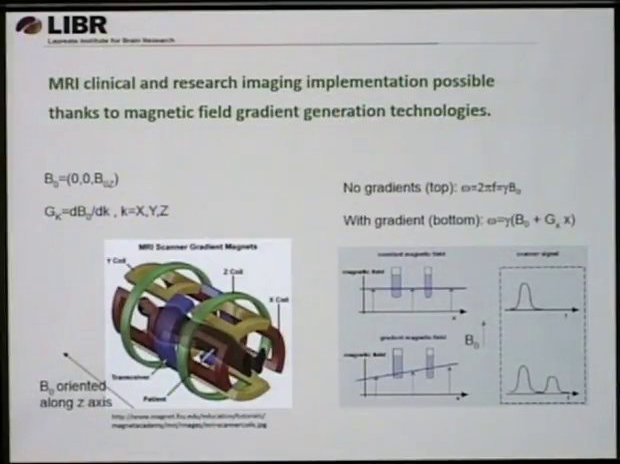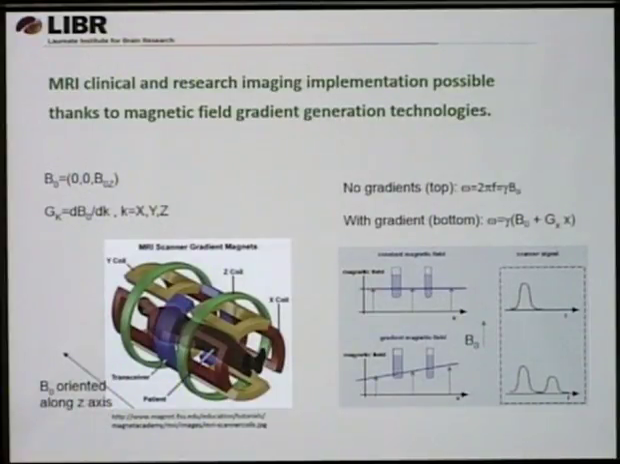However, if I generate an additional magnetic field inside the magnet, which varies linearly as a function of space, and we call this a gradient, then we modify the basic equation for MR, and suddenly we can distinguish those 2 tubes. We get 2 independent signals, one for the tube on the left and one for the tube on the right. This part is called the gradient coil, and it's hidden inside the magnet.